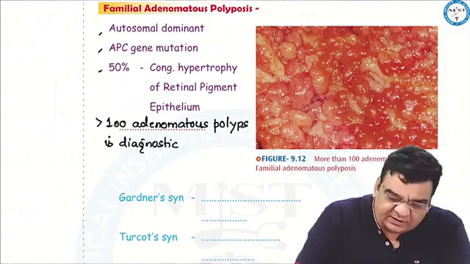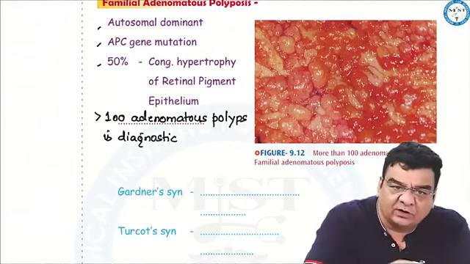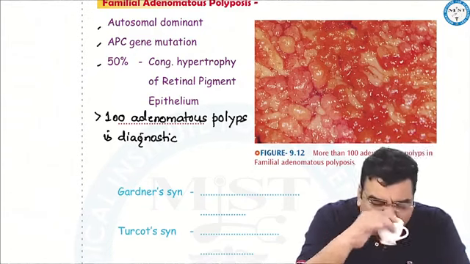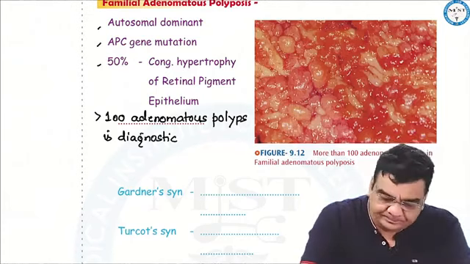This image, what you are seeing, beta, the same image has been asked in your exams. If you carefully take a look, these are the polyps. All these what you are seeing, these are adenomatous polyps. For writing purposes, we write more than 100 adenomatous polyps, but the actual scenario is that these polyps are countless. They can't even be counted, they are in thousands.